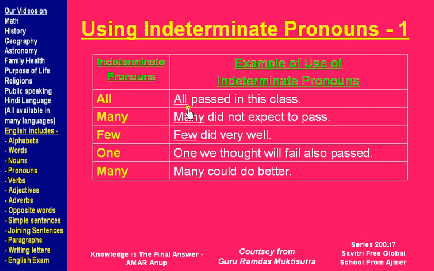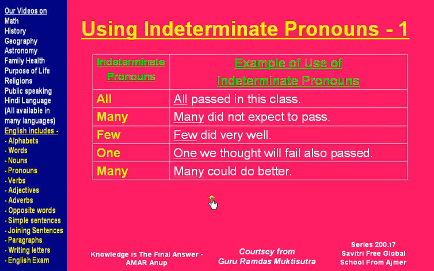Same way, when I am saying many did not expect to pass, so suppose Jane, Joe and Joseph did not expect to pass. So instead of using their names, especially if there are many people, I will just use an indeterminate pronoun which does not indicate any particular person or persons. So many did not expect to pass. Few, again similar to all and many, I am talking about a few people in the class that did not pass. But remember, I did not use any noun after few. If I say few students did very well, then few becomes an adjective because students is a noun and few is telling more about that noun.